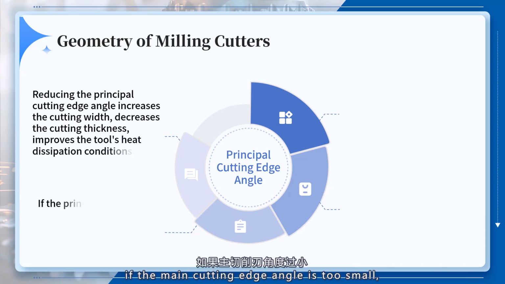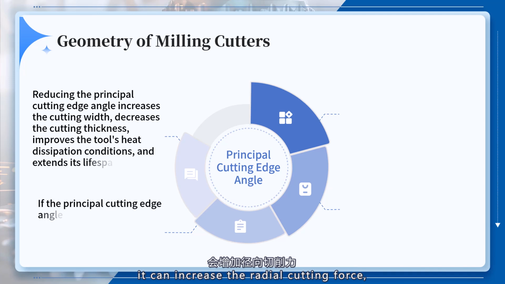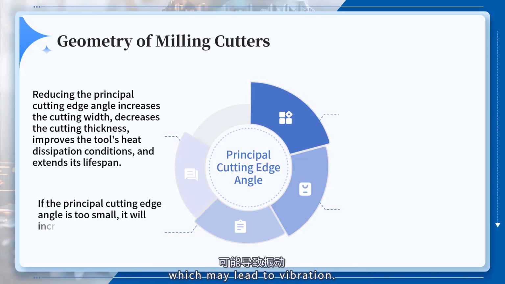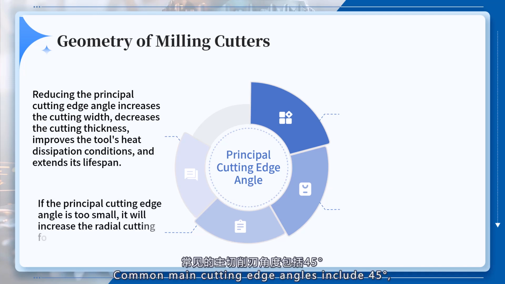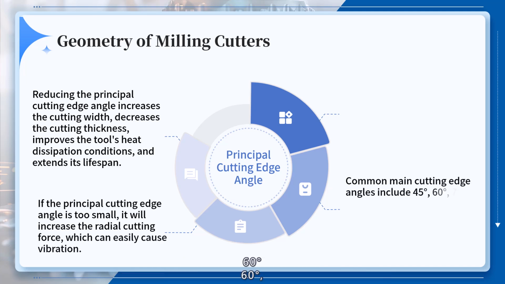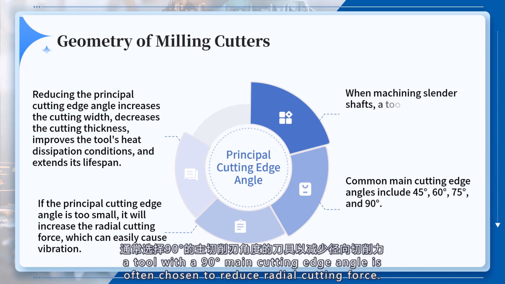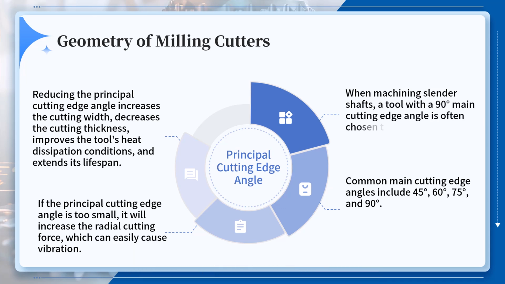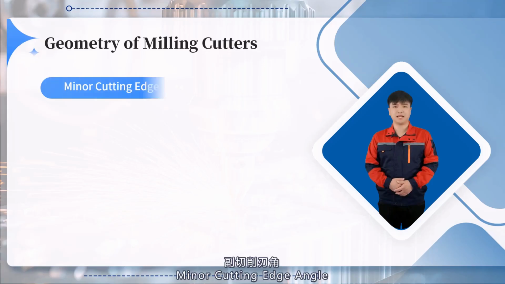However, if the main cutting edge angle is too small, it can increase the radial cutting force, which may lead to vibration. Common main cutting edge angles include 45 degrees, 60 degrees, 75 degrees, and 90 degrees. When machining slender shafts, a tool with a 90 degrees main cutting edge angle is often chosen to reduce radial cutting force. Minor cutting edge angle.